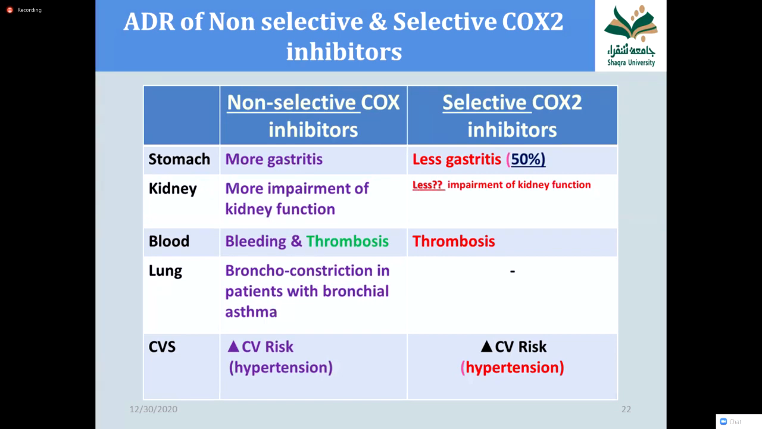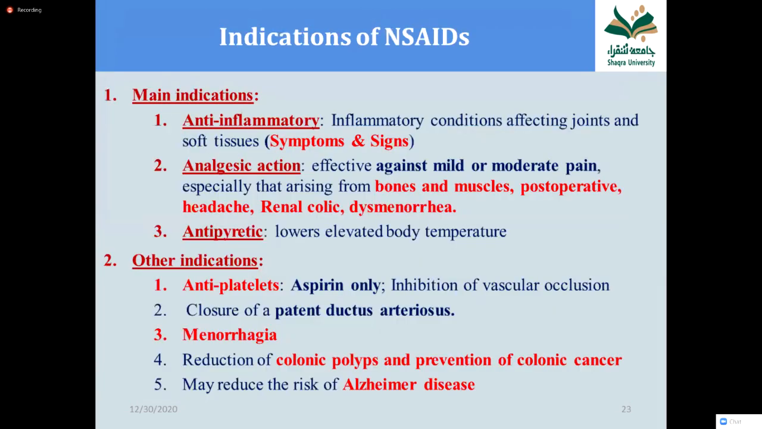Lungs effect: bronchoconstriction in a patient with bronchial asthma is seen with non-selective COX-1 and COX-2 inhibitors, whereas there is no effect with selective COX-2 inhibitors. It inhibits COX-2, so there will be no leukotriene production, so it will not produce any bronchoconstrictive effect. They both have cardiovascular risk. Increase in hypertension can be seen.